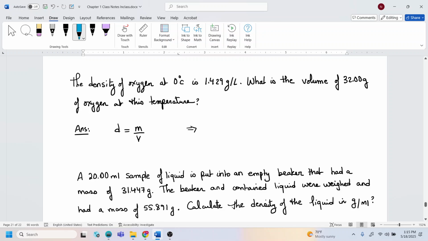The density of oxygen at 0 degrees is that much. What is the volume of 32 grams of oxygen? Again, we do the same thing. We're going to make an equation with the volume as the unknown. I know that density times the volume is equal to the mass. I'm going to divide by density here, so the volume is the mass divided by the density. This is my new equation. I have the mass, which is 32 grams, and the density, which is 1.429 grams per liter, and my answer is 22.40 liters.